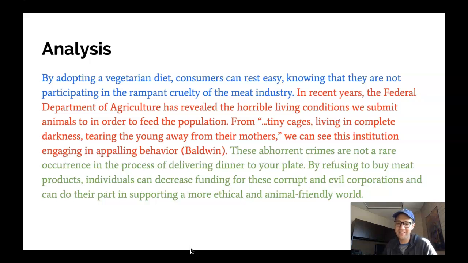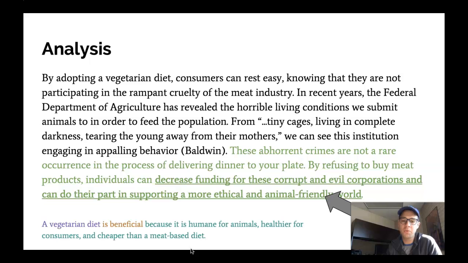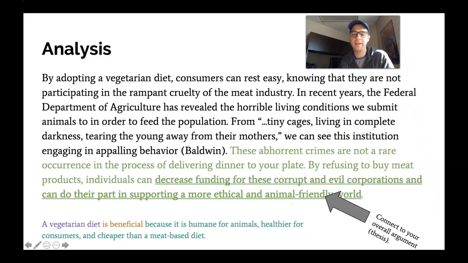I'm talking a lot. So hopefully you can see these are the main components of the body paragraph. Topic, evidence, and analysis, right? Told you why it matters. And once again, it's my thesis. I'm backing it up, right? Connect to your overall argument. Okay? No conclusions yet. So that is body paragraphs.